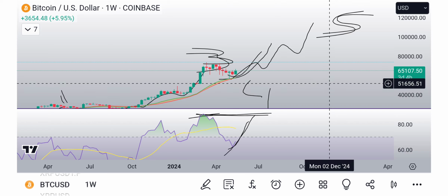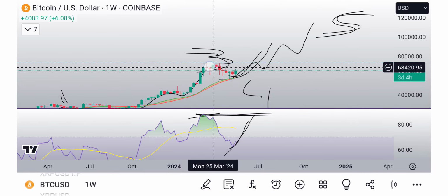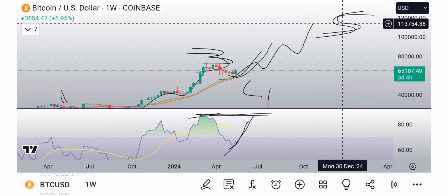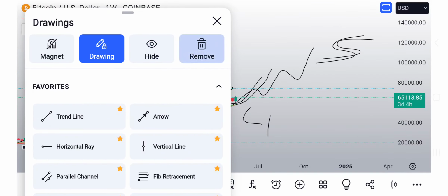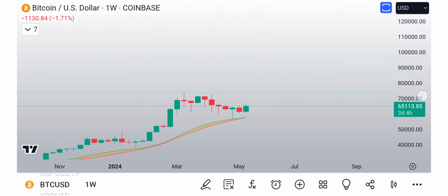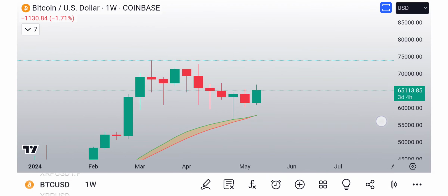You want to see bearish divergence between the third and the fifth, just like how you want to see bullish divergence between the third and the fifth. So that's kind of what I'm looking for on the macro.